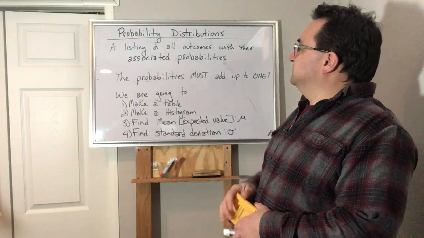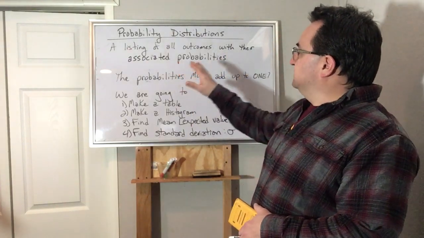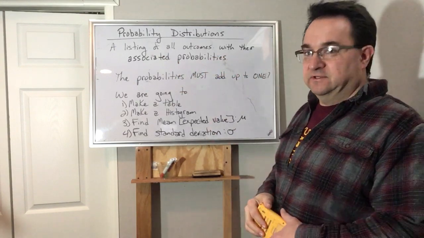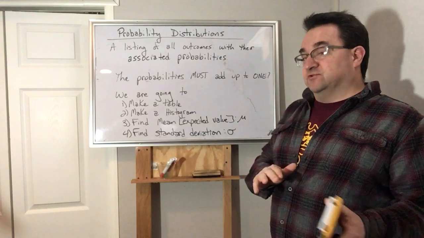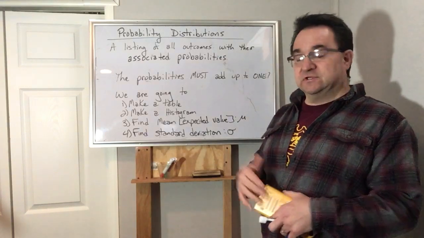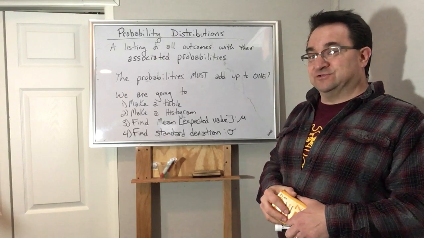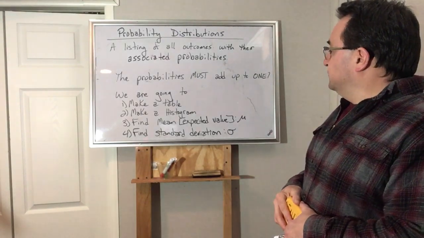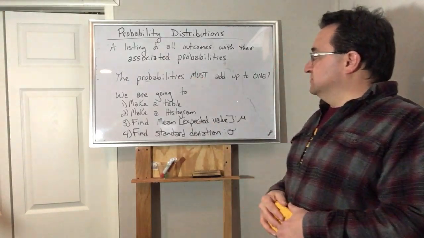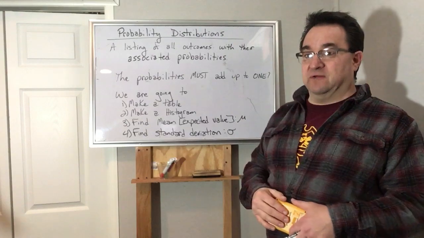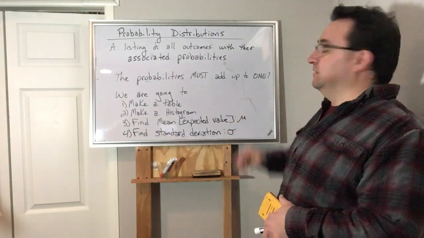So a probability distribution is a listing of all possible outcomes with their associated probabilities. Now there are discrete and continuous probability distributions. We're going to focus on discrete distributions for this lesson. So one thing that's got to be true is the probabilities have to add up. When you find all of these associated probabilities, they have to add up to 1.